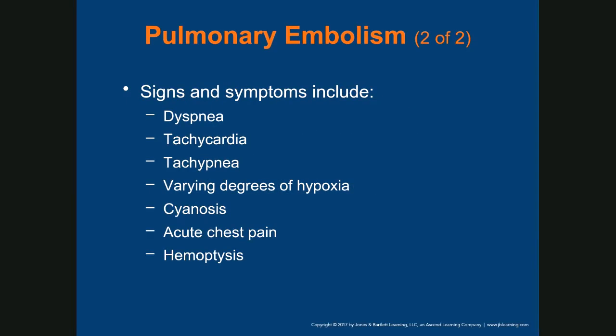Now, signs and symptoms: difficulty breathing, tachycardia, tachypnea, varying degrees of hypoxia. They will have cyanosis. And with some of these patients, regardless of how much oxygen they're getting, the cyanosis might not clear up because there is a block. They will have acute chest pain, and they will have hemoptysis. So they are coughing up blood.